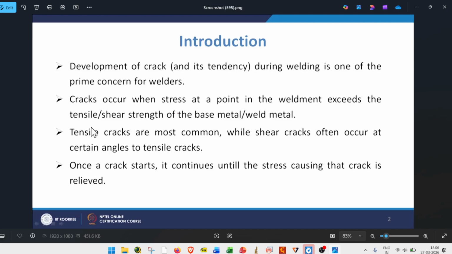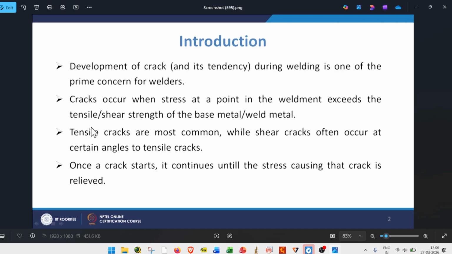Once the residual stresses are generating, if the stress value is more than the yield strength or ultimate strength of the material, the material will break and a crack will start to appear. We see this kind of cracks mostly in the case of tensile stresses, not compressive stresses. We do not see much problem with those.